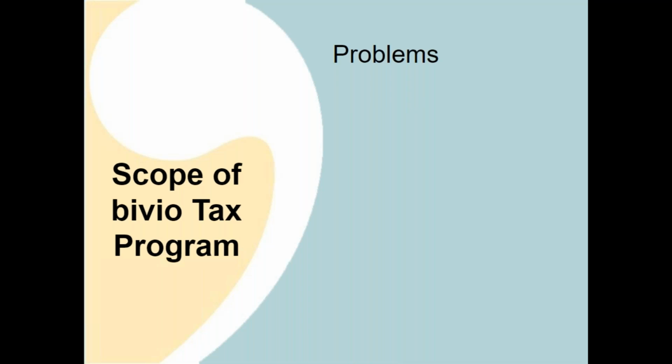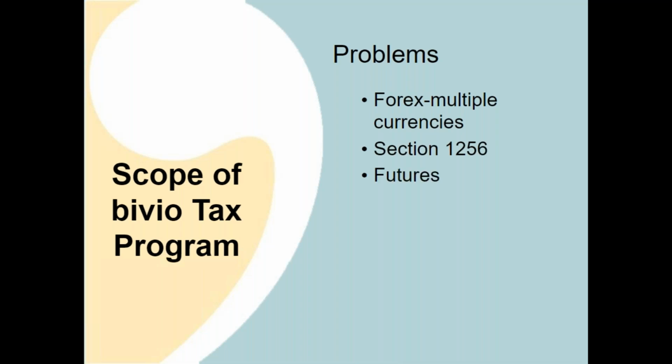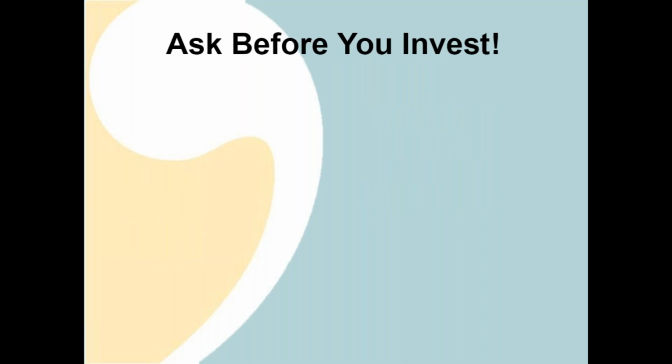Other investments which you are not able to handle with bivio include Forex trading, which is foreign currency exchange trading, Section 1256 contracts, futures, cryptocurrencies, and investments in real estate. If you have any questions about something your club is about to invest in, please ask us before you buy it. We will be glad to research it for you and let you know if it will cause you any problems in your accounting or your taxes.